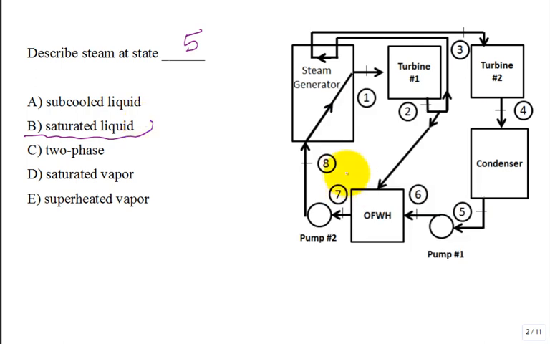And now let's talk about one more or two more. State 7. What is that? Well, this is what's coming out of that open feed water heater. What is the typical condition of that state? Subcooled liquid, saturated liquid, two-phase, saturated vapor, or superheated vapor? State 7. Everybody in? We'll go ahead and stop then and show the results.